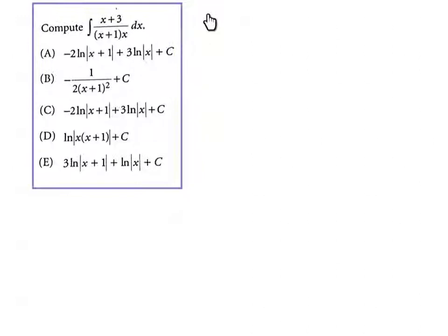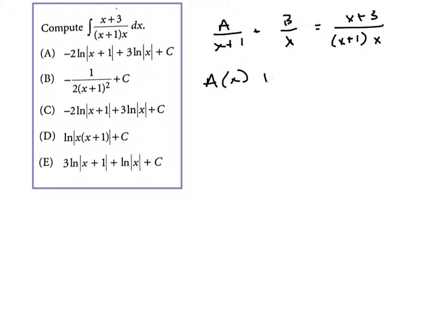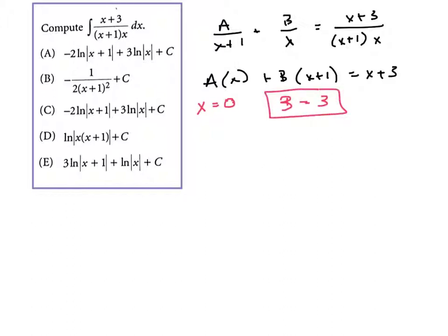So if I have a over x plus 1 plus b over x, it's going to be equal to x plus 3 over x plus 1 multiplied by x. So a multiplied by x plus b multiplied by x plus 1 is equal to x plus 3. We've got to get those coefficients. So we pick the easy ones. x equals 0 gets rid of a, so we just have 1b equals 3, so b is equal to 3.